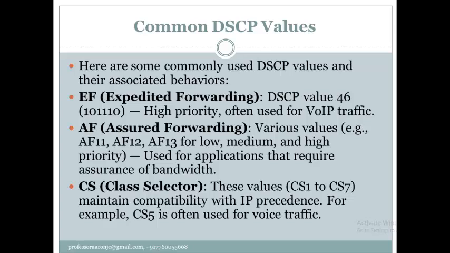Other than these two, there is also a class selector. The first 3 bits of DSCP, which can be matched with the IP precedence, we call this class selector. For example, if the 3 bits value is 7, then it is called CS7. And it is nothing but COS at layer 3 level, which will only consider 3 bits out of 6.